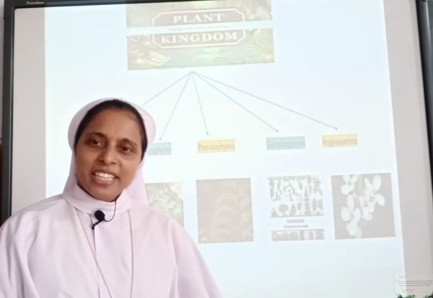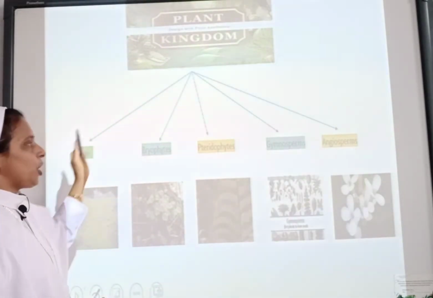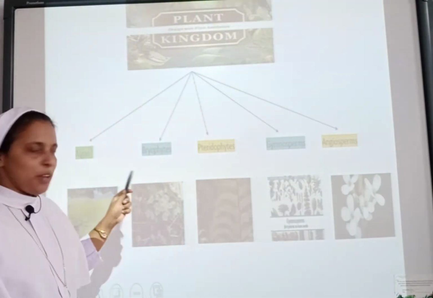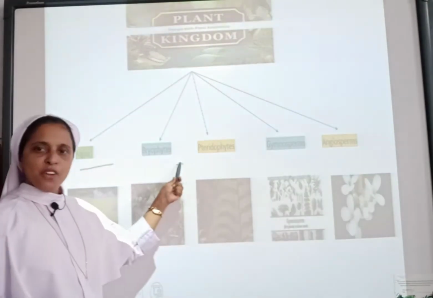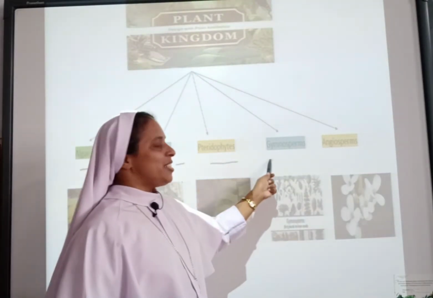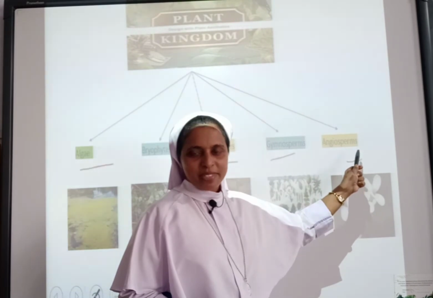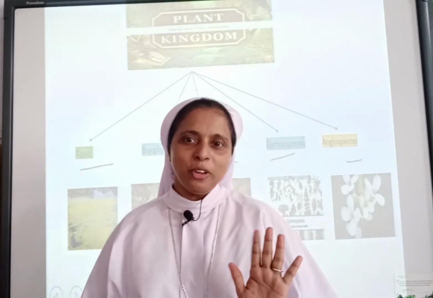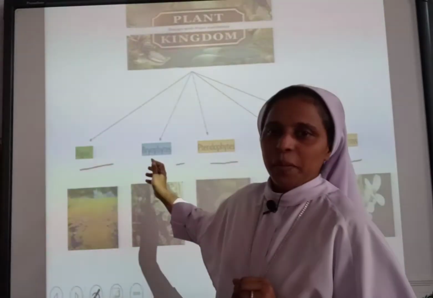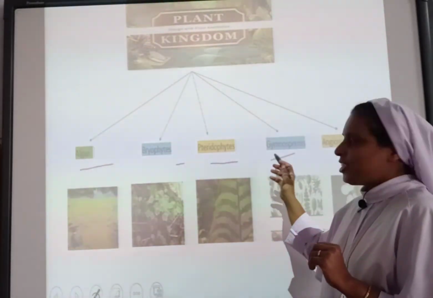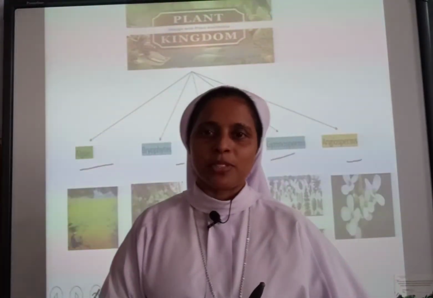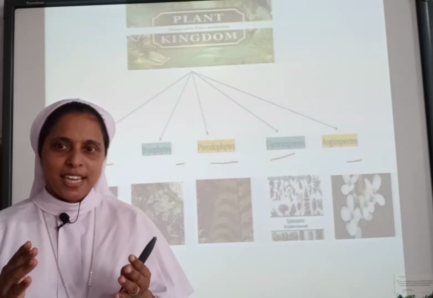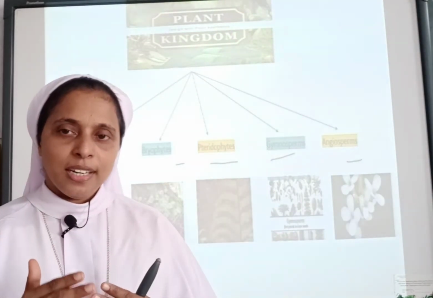So the members of the plant kingdom are divided into 5 groups. They are algae, bryophytes, pteridophytes, gymnosperms and angiosperms. So members of this plant kingdom are divided into mainly 5 groups. Here we will discuss everything in this chapter in detail. So let's discuss the first one, algae.